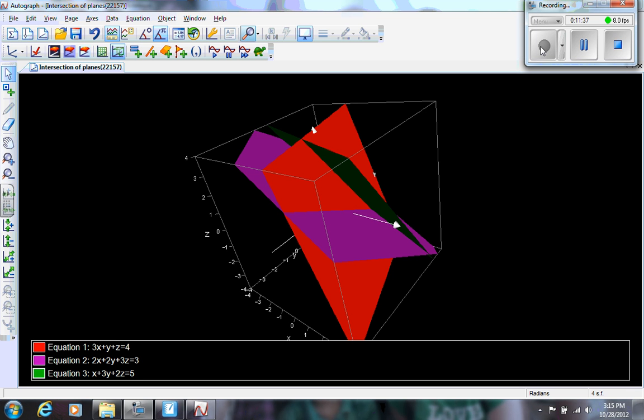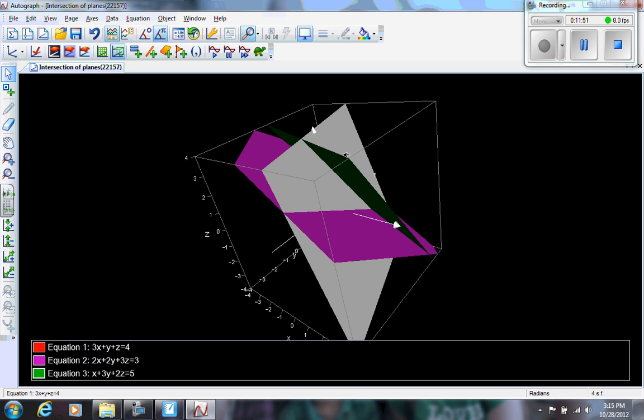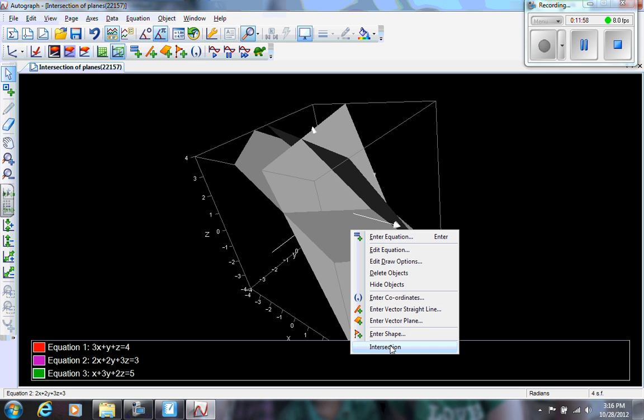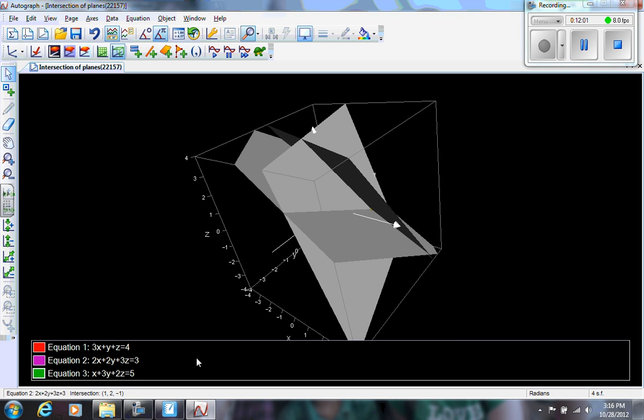Here's a program I have called AutoGraph, and I've actually graphed those three planes already. You can see the three equations listed here, and those are the three equations we just solved algebraically. And this is kind of nifty because you can actually use the computer technology to find the intersection. So I'm choosing all three of those, and if I right-click, I can choose intersection. And actually, you can see right down here at the bottom, it gives me the results, and it says that the intersection is at the point 1, 2, negative 3.